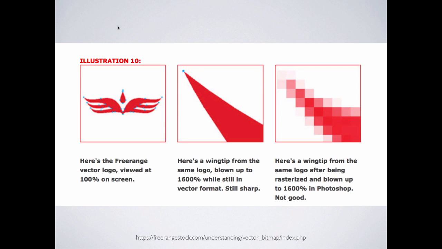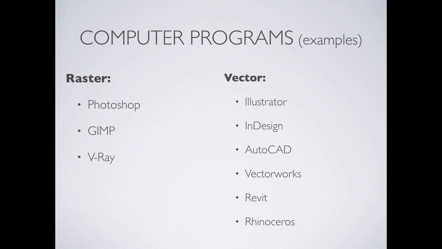So here we go. Here's another example. Same logo here. That's a vector graphic. If we zoom in on the wingtip, we see that it's still perfectly sharp as long as it's the vector graphic. If we converted it to the raster image and we zoomed in the same percentage, you can see the pixels that represent that endpoint. So there is a distinct difference.